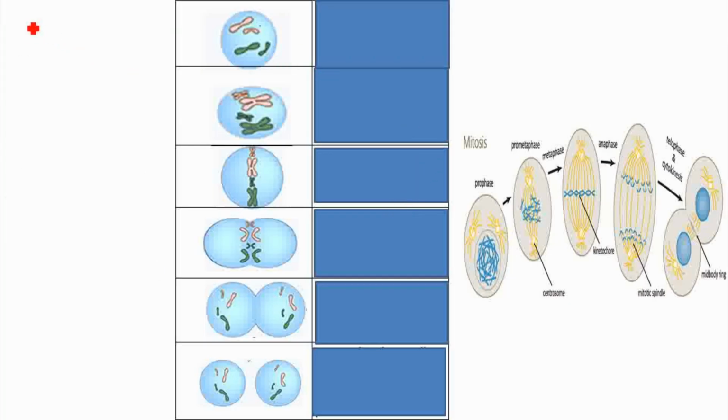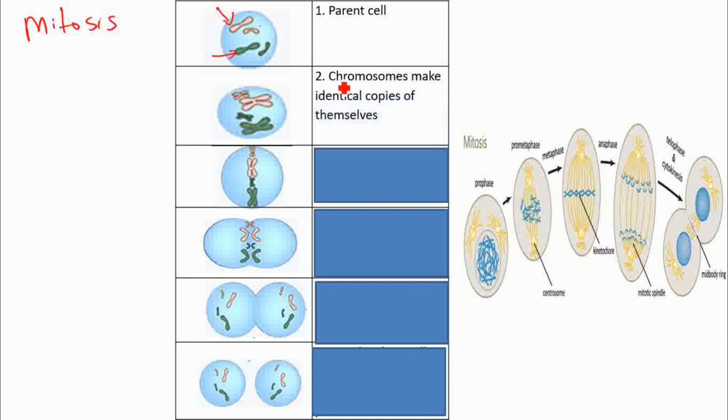Now, what we're going to be talking about here is mitosis. So in the first part, you have your parent cell. If you notice here, you have 4 sets of chromosomes. You can see the different colors. That's your parent cell, so pay attention to the chromosomes there. Then what will happen now?